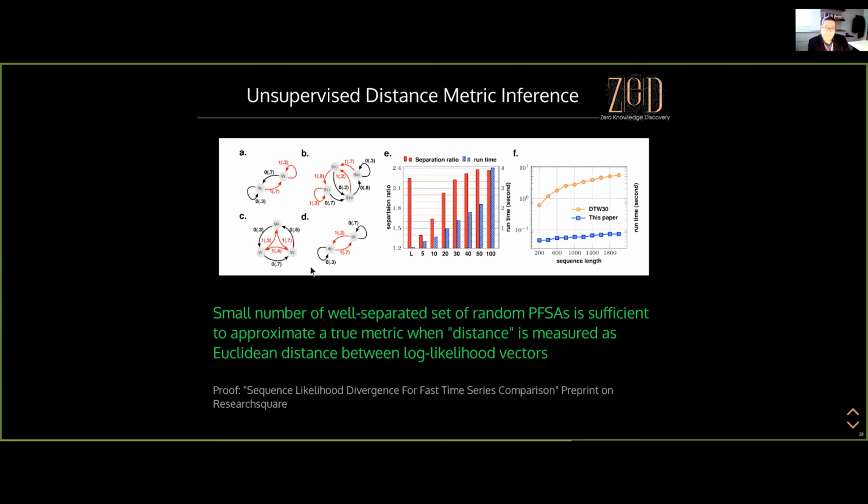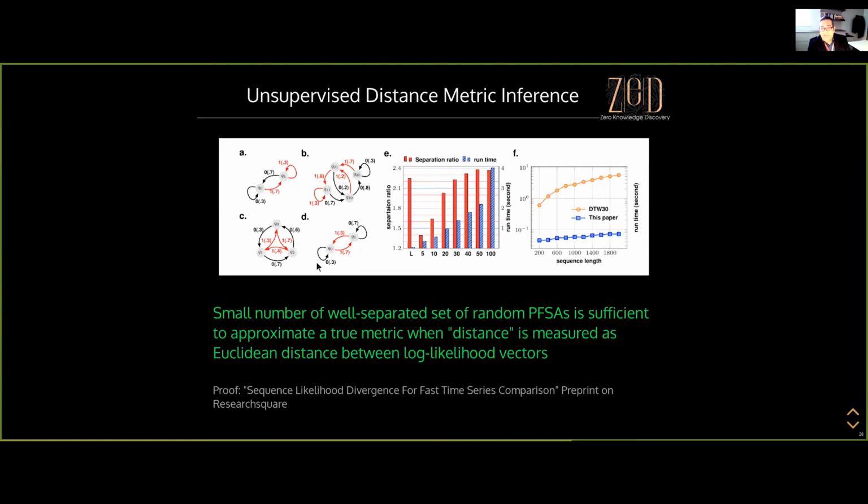It turns out that when you choose a finite number of random models, then the norm of the difference of log likelihood vectors, with high probability, approaches an actual metric. So that's really the non-trivial result that allows us to use the tools that I talked about up till now and come up with a metric between ergodic stationary time series samples.